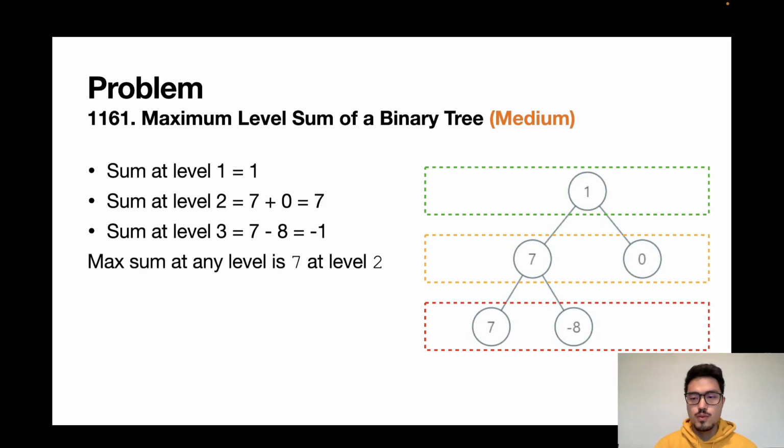Note that level 3 could have two more nodes, because the node 0 could have a left and a right child, but it doesn't have. So the more in depth you go, the bigger could be the number of nodes you have to account for. So this makes the problem a little bit harder, right? So in this case, the answer would be 2, because the yellow level has the biggest sum, which is 7. It's bigger than 1 and bigger than minus 1.